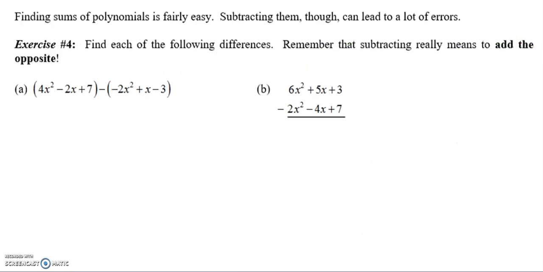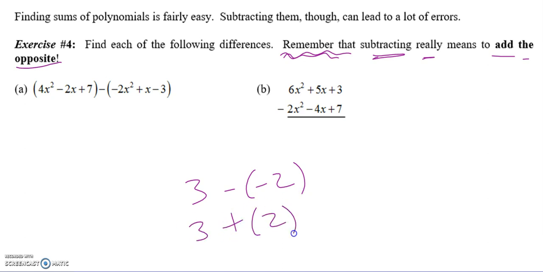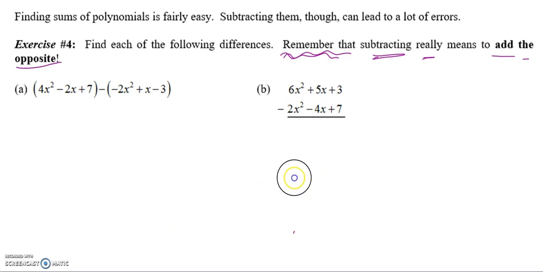All right, now we have to subtract them. Now these are a little harder. There's just one additional step you have to remember. This is very important. You should have been taught this in 7th grade, that subtraction really means to add the opposite. So when we gave you something like 3 minus -2, you should have learned that this is really 3 plus +2. Exact same concept when we're doing polynomials.